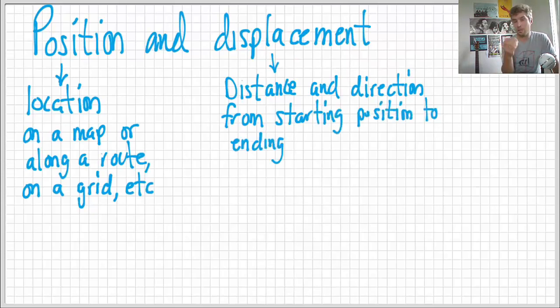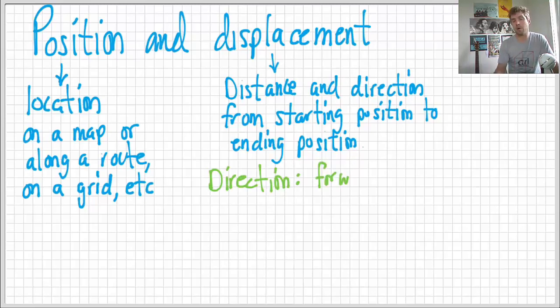Now, displacement is the distance and direction between a starting and ending point, two designated points. All right. Now distance, hopefully that's fairly obvious. It's just the length between the starting and ending point. The direction might be a little bit more confusing. Direction can mean lots of different things, and in any given problem, it'll be explained to you what that direction means. But it could mean stuff like forwards, backwards, left, right.